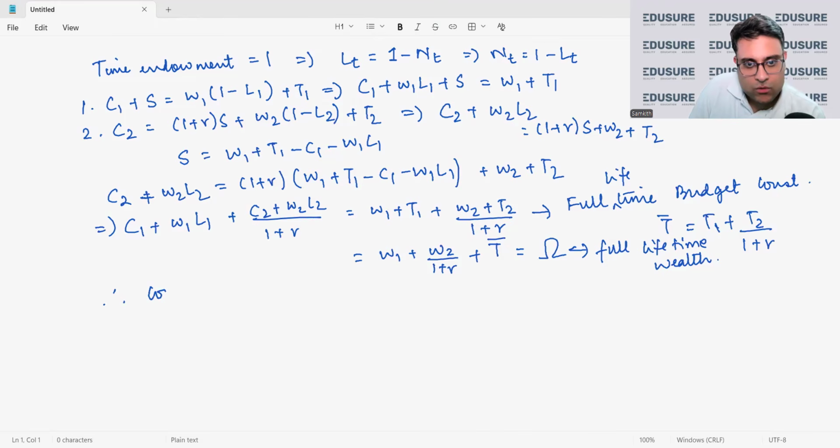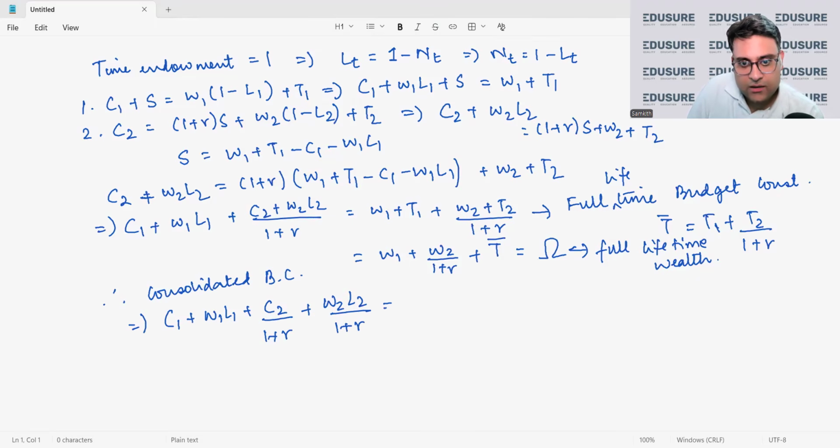Therefore, the consolidated budget constraint is nothing but C1 plus W1 L1 plus C2 by 1 plus R plus W2 L2 by 1 plus R is equal to omega. Am I clear? Okay? This is what we have. This is basically setting up the problem. So far we have set up the problem. Now we'll get into solving.